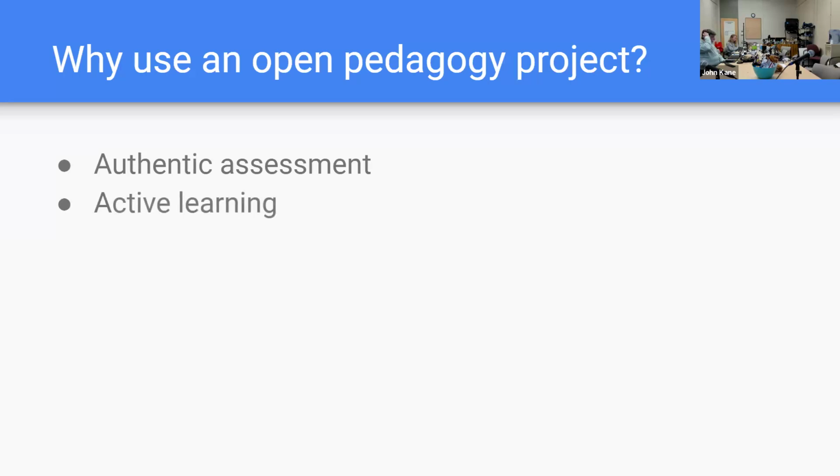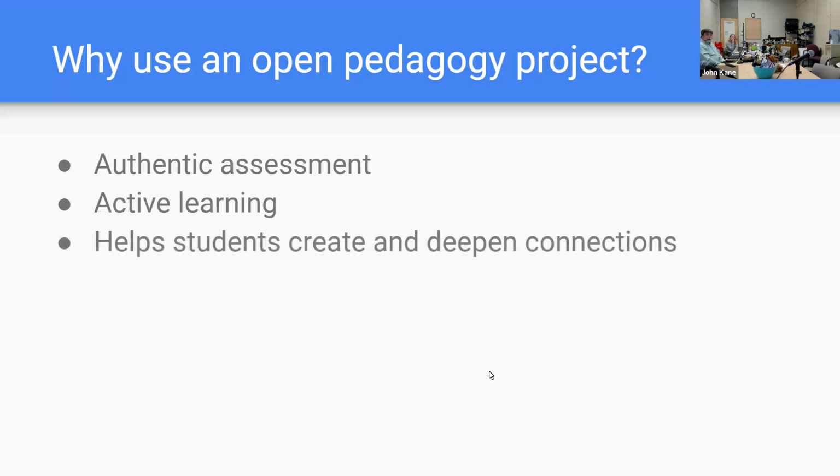It certainly involves some active learning. They're actively creating knowledge, working in small groups, and creating this joint project. It also helps students create and deepen connections with the material because they're writing about it and they have to form those connections.